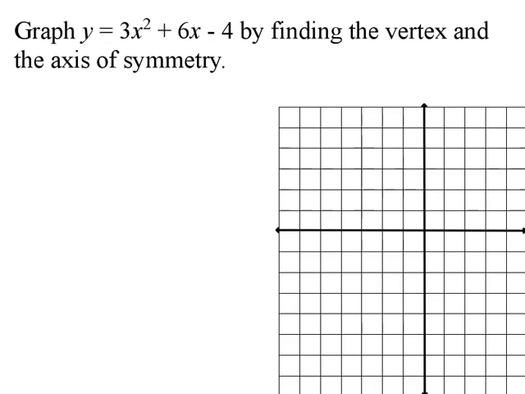So where do I start? That's the very first thing I do: the axis of symmetry. So I have my axis, right? What does x equal? -b over 2a. So let's identify a, b, and c.